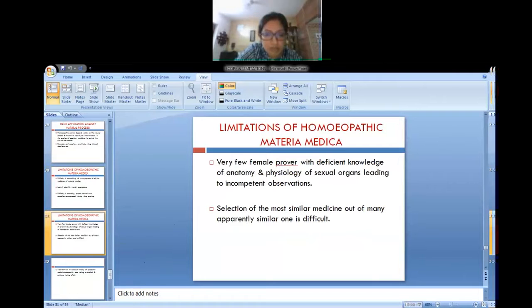Okay, I think we missed out two more points. Very few female provers with deficient knowledge of anatomy and physiology of sexual organs, leading to incompetent observations. So when you're trying to prove a drug on a female prover, sometimes she may not be able to understand which part of her reproductive system the derangement is occurring in, or what kind of symptoms are occurring. So she may not give a very good reading. It is important to know, but then sometimes if they're not able to explain, then that can cause a limitation. And selection of the most similar medicine out of many apparently similar ones is difficult.